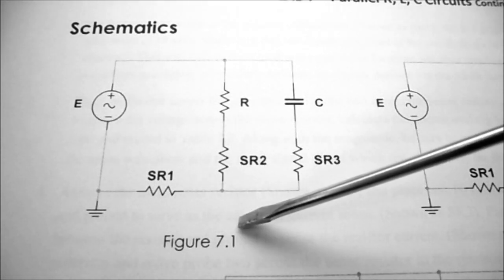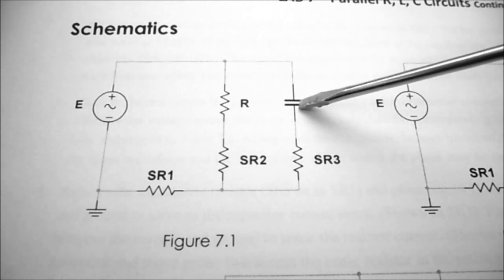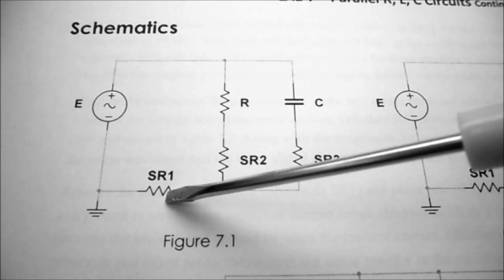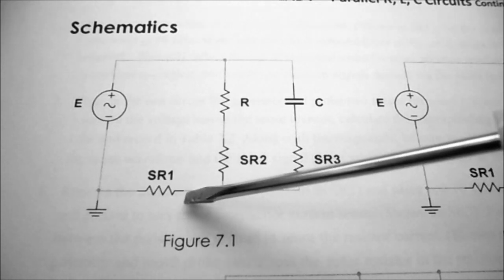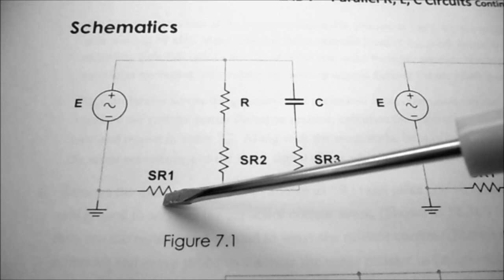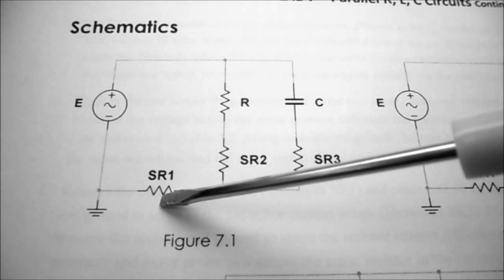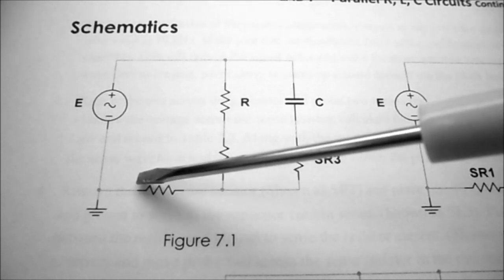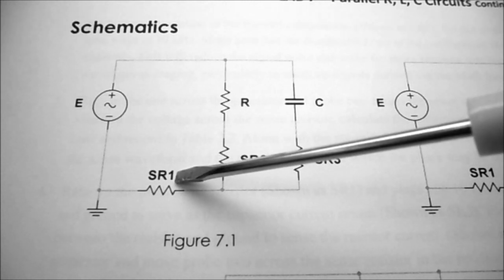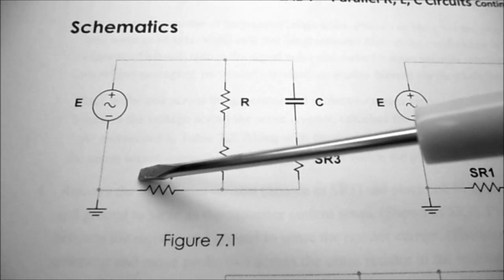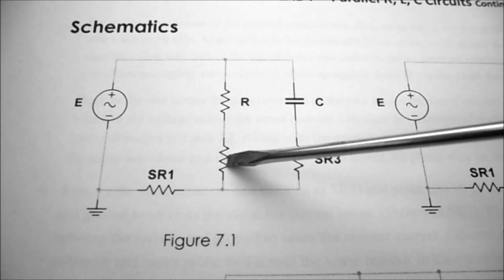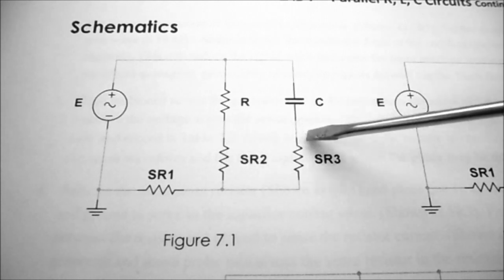So this is figure 7.1. Here's your resistor, your capacitor, and we're going to put in a small 10 ohm sensing resistor. If we measure the voltage drop across this sensing resistor, it will give us the current. Remember, current equals voltage divided by resistance. So if the resistor is only 10 ohms, we can take the voltage drop, divide it by 10, and get the current. It's also going to give us the phase angle. We're also going to do the same thing for the resistor and the capacitor.